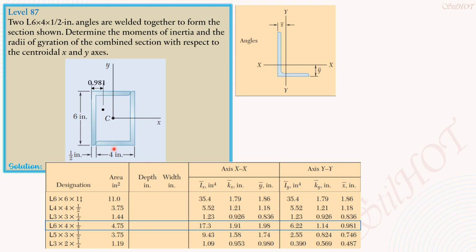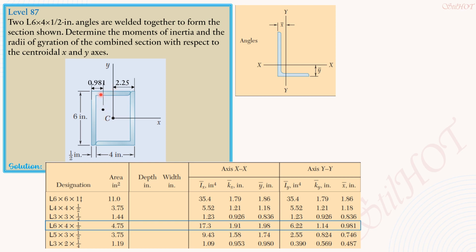And since the total horizontal dimension is 1/2 plus 4, 4.5, half of that is the distance from this edge to the y-axis, so 2.25 inches as shown here. So that's 2.25. This is also 2.25. Therefore, this is 2.25 minus 0.981.